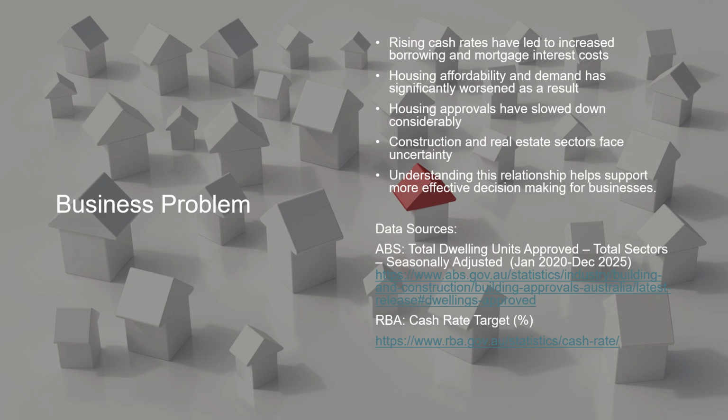To investigate this relationship, I used two datasets. The first was the RBA cash rate target, and the second was the ABS dwelling approvals dataset, specifically the total dwelling units approved using seasonally adjusted monthly data between 2020 and December 2025.